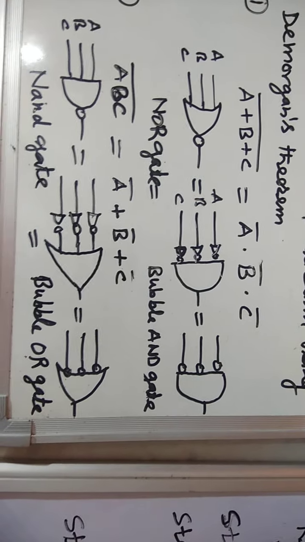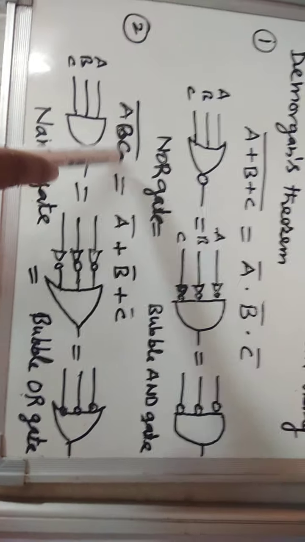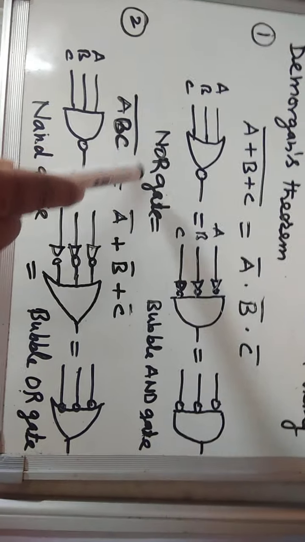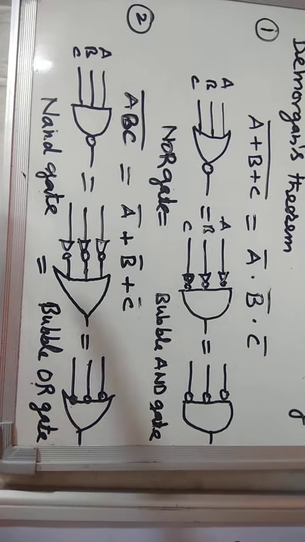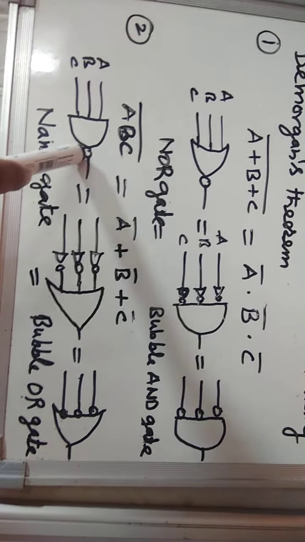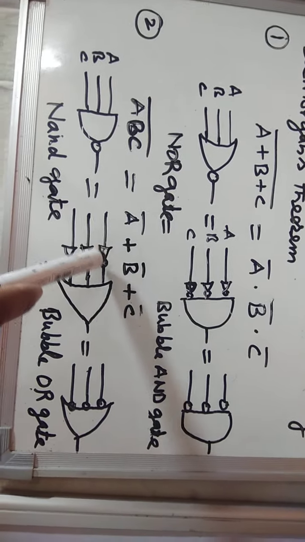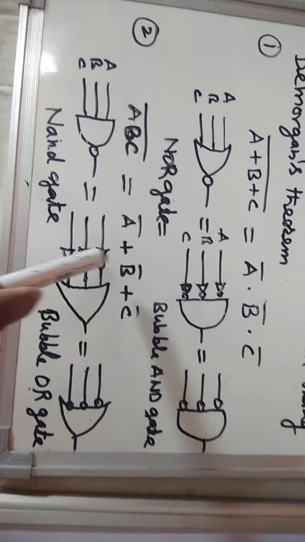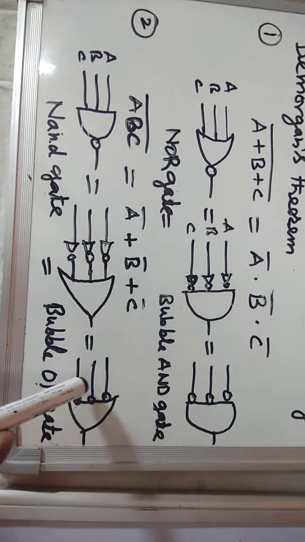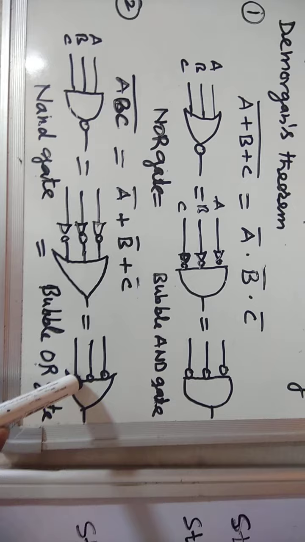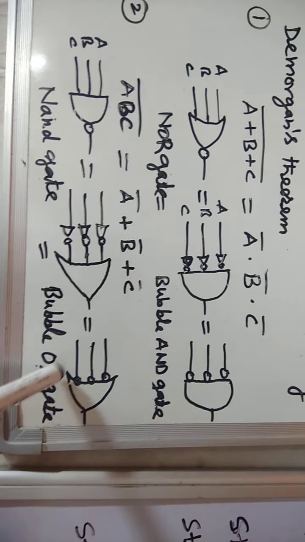Second, when we consider the second De Morgan's theorem, we find that (ABC) whole bar is equal to A bar plus B bar plus C bar. And (ABC) whole bar is the output of the NAND gate, and it is equal to A complement, B complement and C complement. The outputs of the complements are applied to the OR gate, and it is equal to the bubble OR gate. The second De Morgan's theorem is: NAND gate equals bubble OR gate.